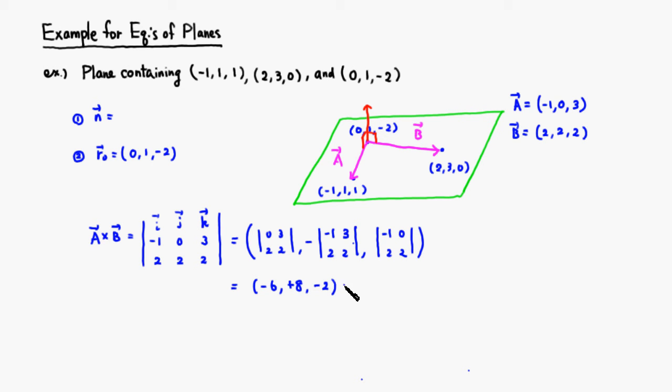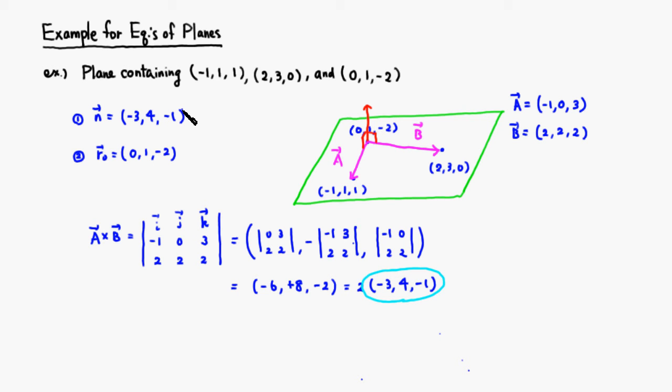If you want, we can pull out a 2. So it's going to be (-3, 4, -1). We can take this to be the normal vector, because all we need to know is the direction, so we don't have to keep the same magnitude, and I like smaller numbers. So the normal vector we can take to be (-3, 4, -1).